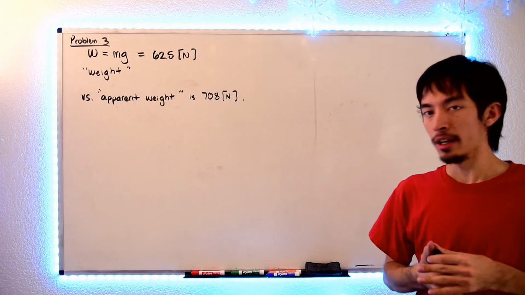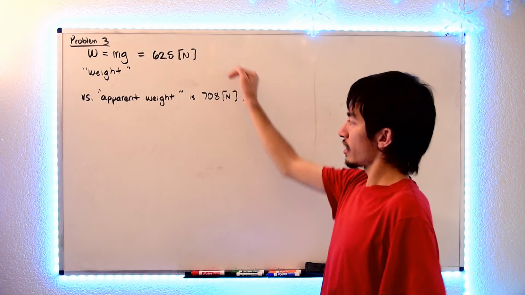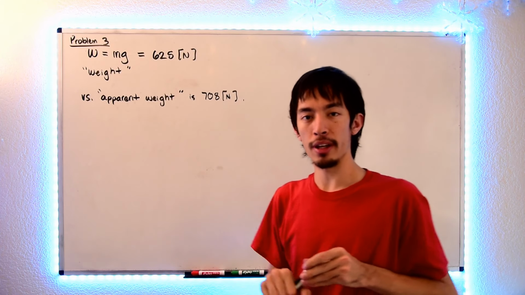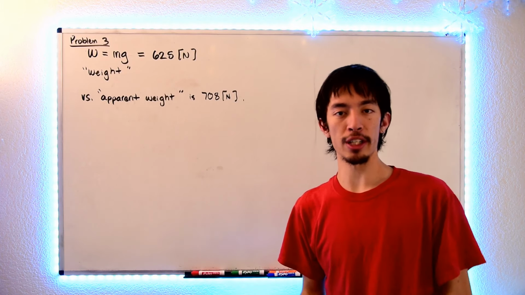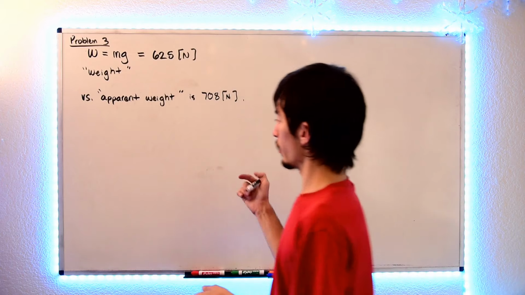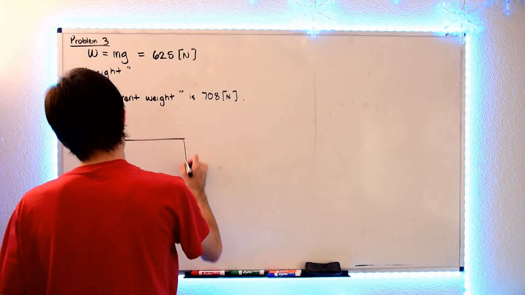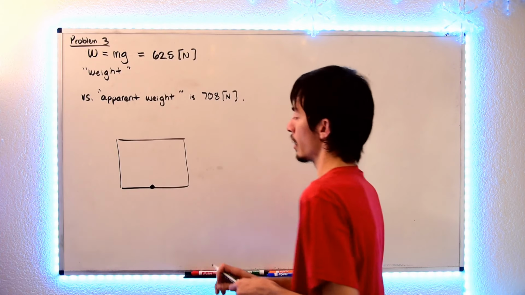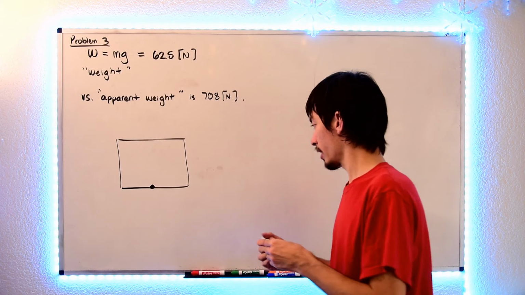Okay. So what's the difference between these? So the difference comes from what you feel when you're in the elevator in this problem. So if we draw out this elevator, and let's just say there's a mass here. Okay, there's a person standing, but I'm going to represent them as a mass, as a point mass.